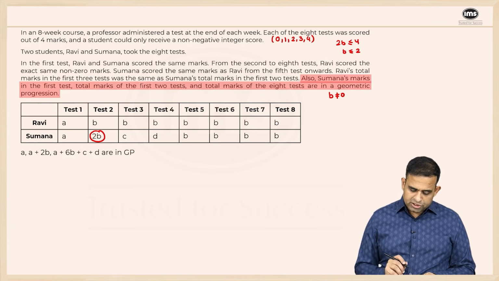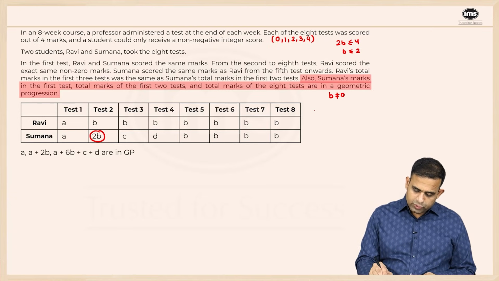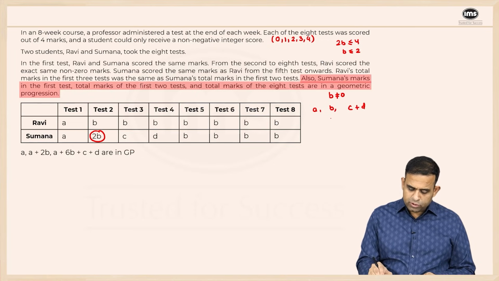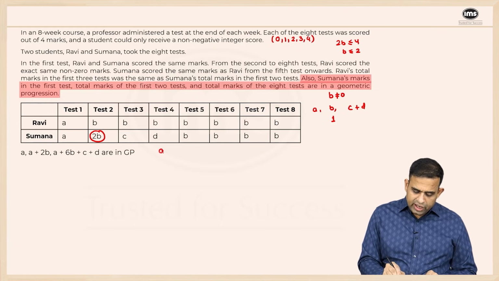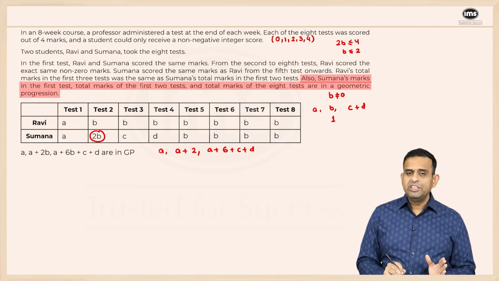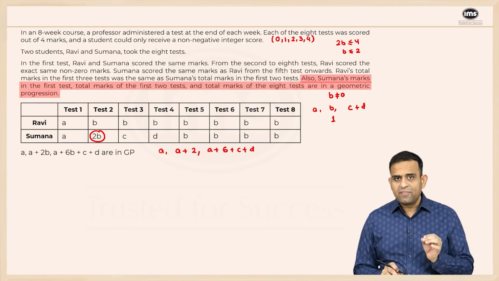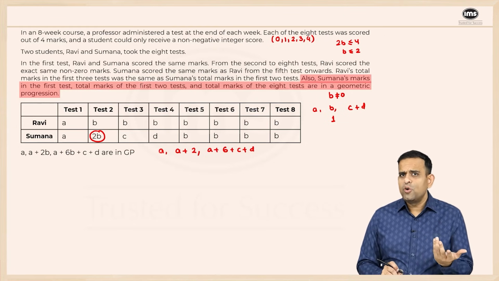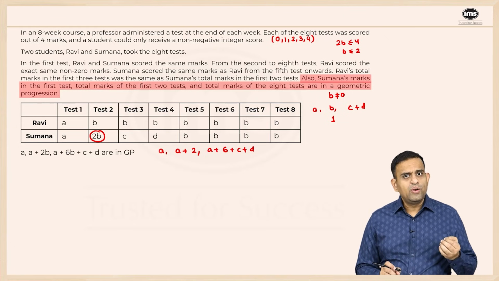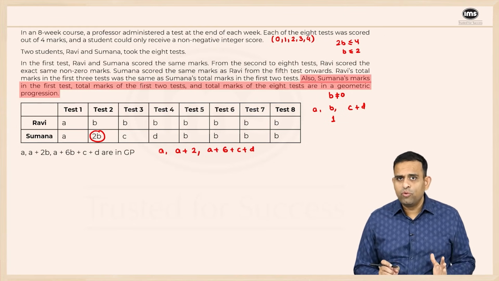So I will take the first possibility, taking b to be equal to 1. If I take b to be equal to 1, then this particular part will convert to a, comma, a plus 2, comma, a plus 6 plus c plus d. These are going to be in GP. Now understand, if the value of a were equal to 0, then 0 something something being in GP would not make sense over here. So definitely the value of a can be 1, 2, 3 or 4 potentially.